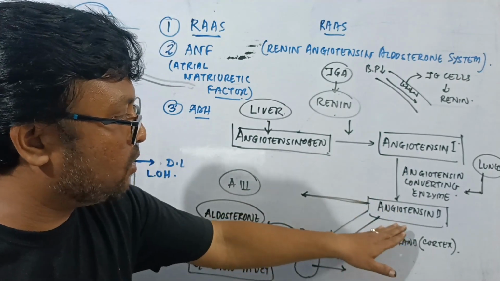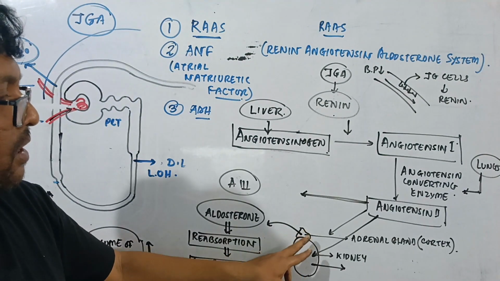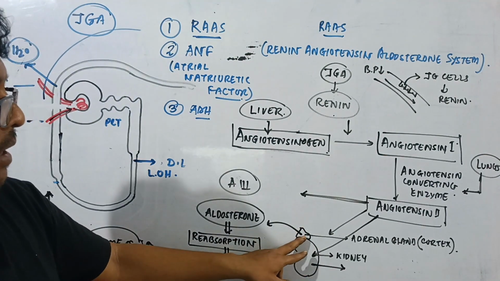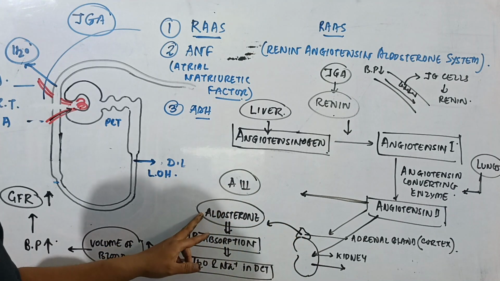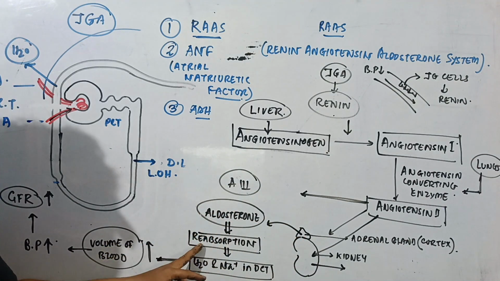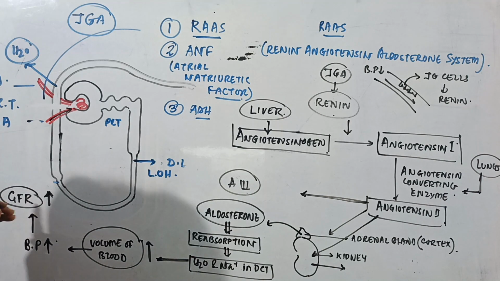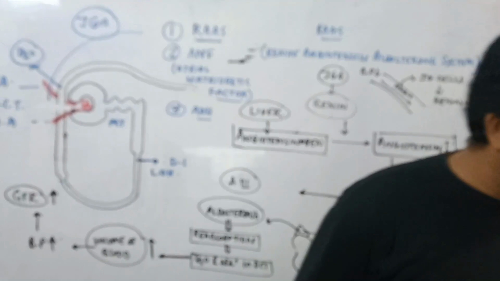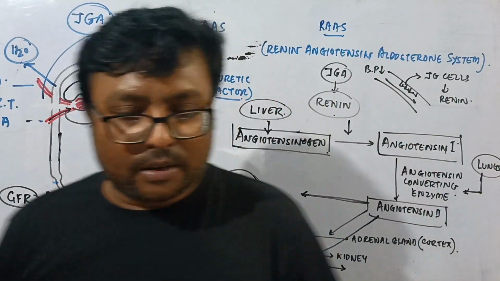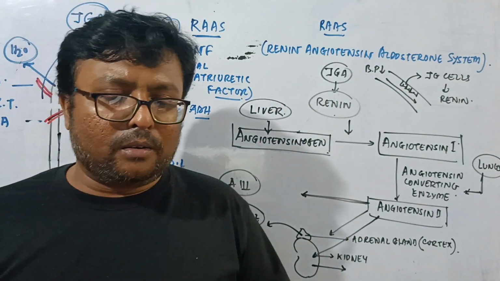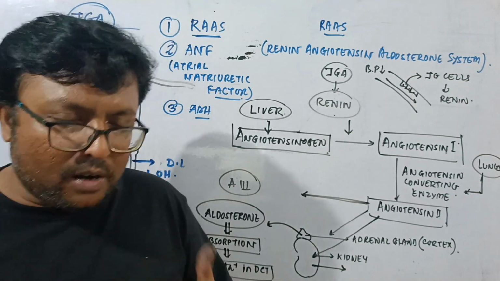This angiotensin 2 exerts its effect on the adrenal gland as well as the kidney. So when the adrenal cortex is stimulated, aldosterone is released. Aldosterone helps in reabsorption of water as well as sodium in the DCT, which increases the volume of blood. As a result, the blood pressure increases, and so the glomerular filtration rate increases. Is it clear? Yes, sir. Acha.